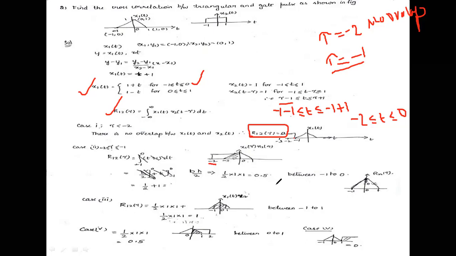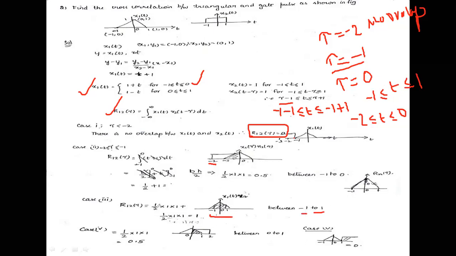1 by 2 plus 1, or this becomes 3 by 2. Then in case 3, the next value, shifting towards the right side, minus 2 becomes minus 1, tau is equal to minus 1 minus 2, now it becomes 0. The 0 means minus 1 less than or equal to t, less than or equal to 1, minus 1 to 1. So fully it is an overlap here. Minus 1 to 1, it is fully overlapped.